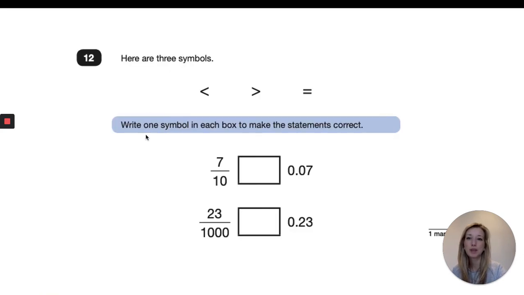Here are 3 symbols. Write one symbol in each box to make the statement correct. So we've got 7/10 and 0.07. So not too tricky, 1 mark question. So all you need to do is think about whether you do your less than, greater than or equal to. So in this case, make your decision, see which one you think. And this one is 23 thousandths and 0.23. So really using that place value knowledge that we've talked about, see if you can solve either of those.